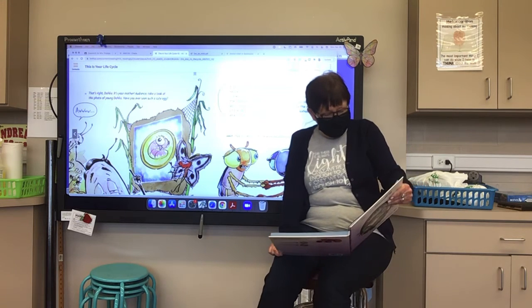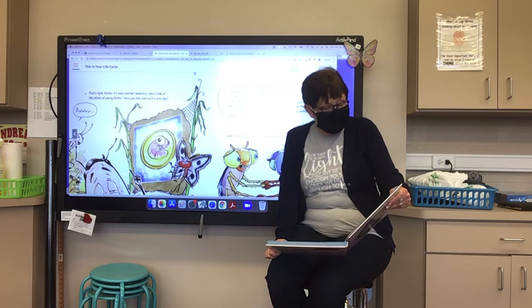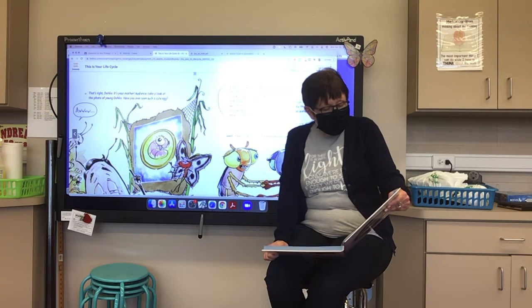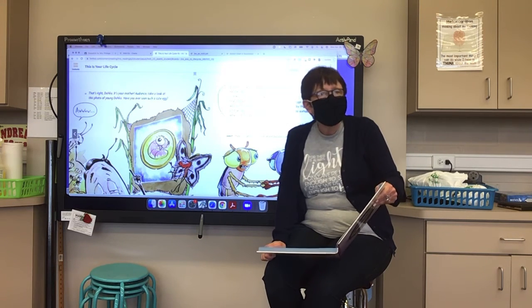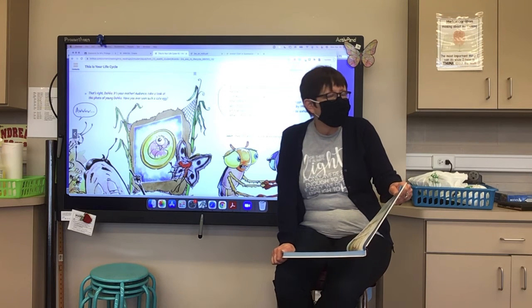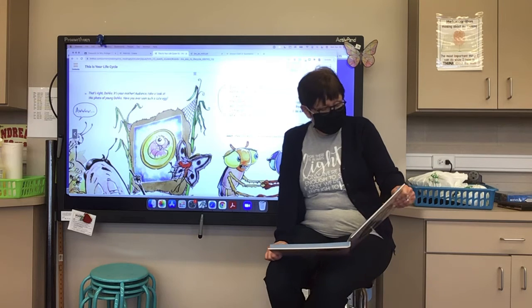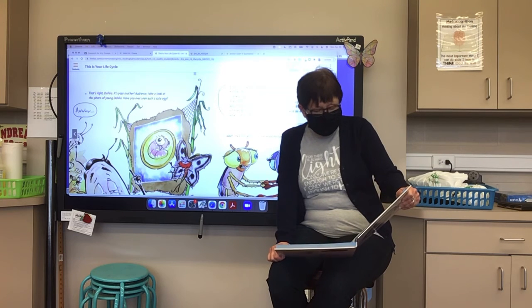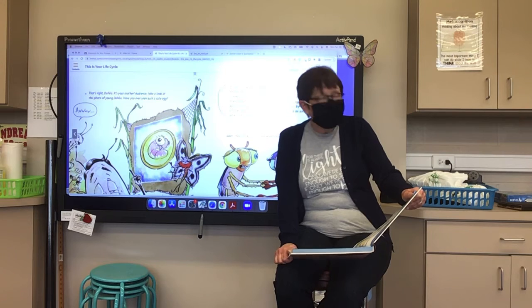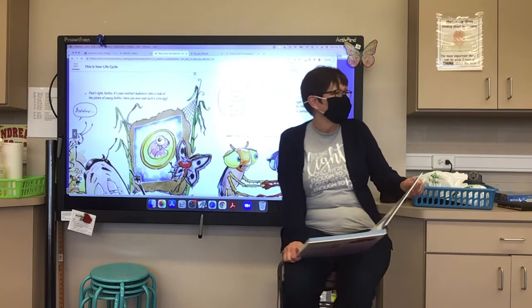Okay, so look at the illustration on page 28. What does the inside of the dragonfly egg look like? What does it look like, the inside of the egg? Logan? On page 28.